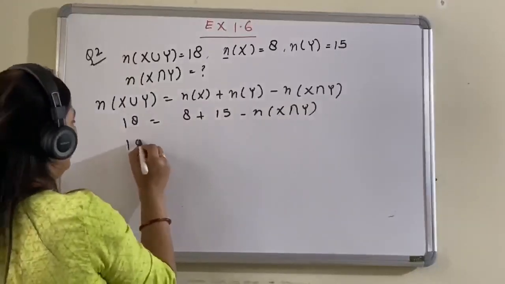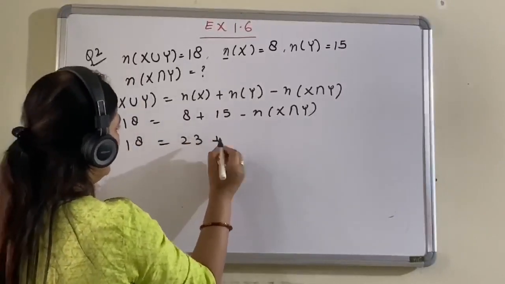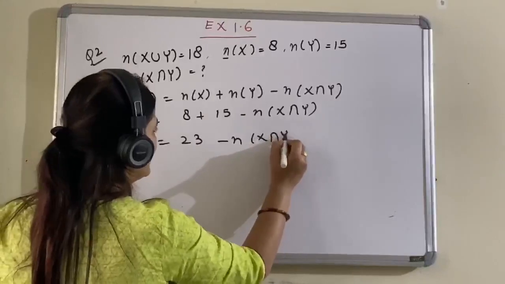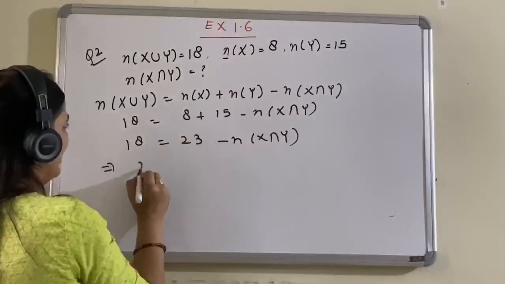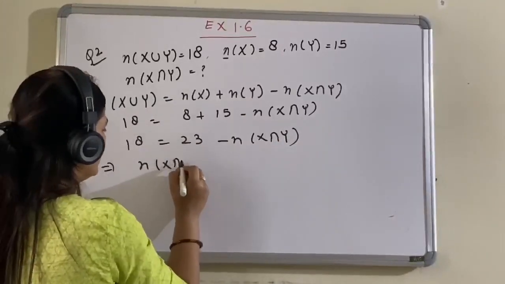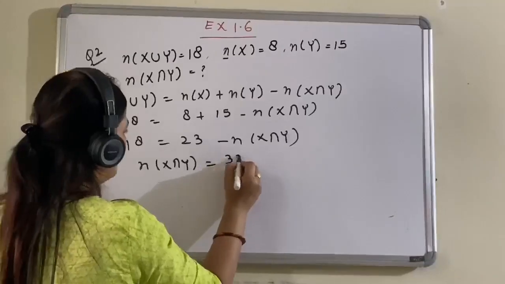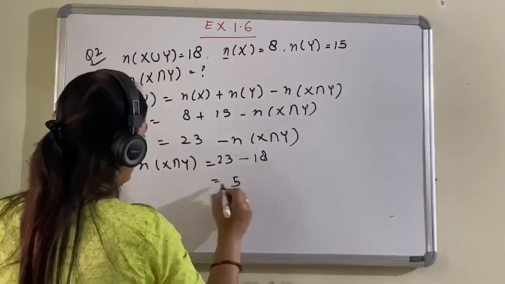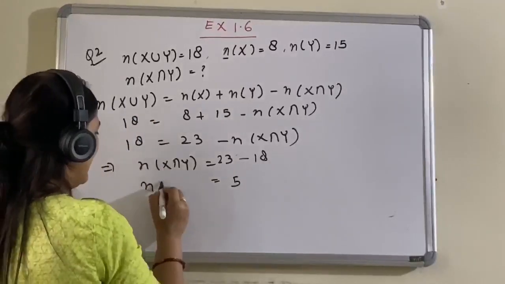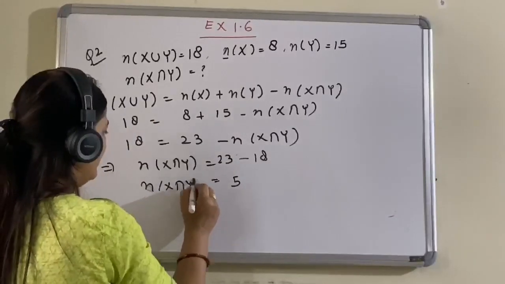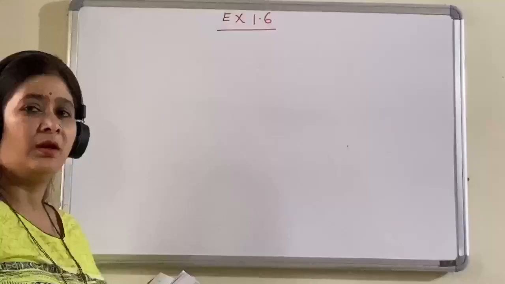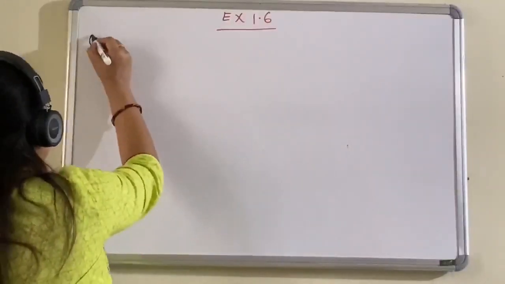18 is equal to 23 minus n of x intersection y. This implies n of x intersection y is equal to 23 minus 18, and it will be 5. So how many elements are in x intersection y? It is 5. Answer. Now come to question number 3.